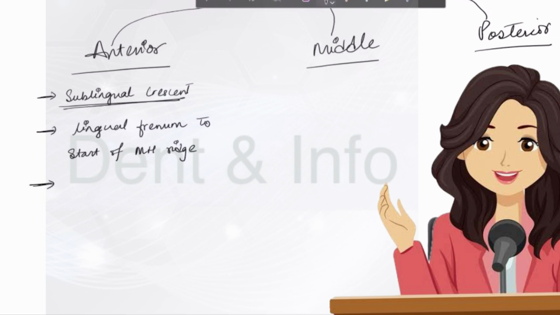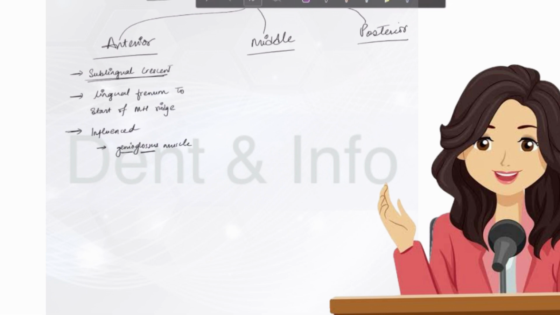Now this anterior part, what different structures or muscles are going to affect it? Mainly it is influenced by your genioglossus muscle. Just take a moment to understand, the genioglossus goes from the genial tubercle to the tongue. So anteriorly you have your genial tubercles, and it goes to the tongue. This muscle is going to influence the anterior part of your alveolingual sulcus.